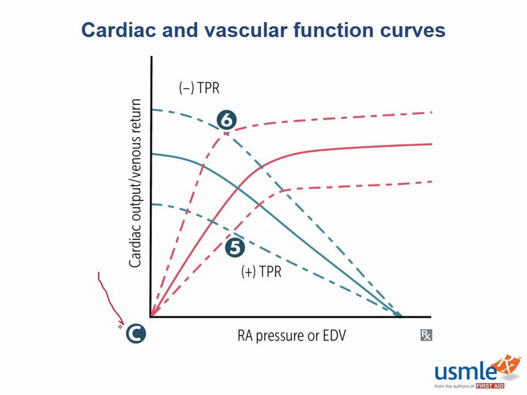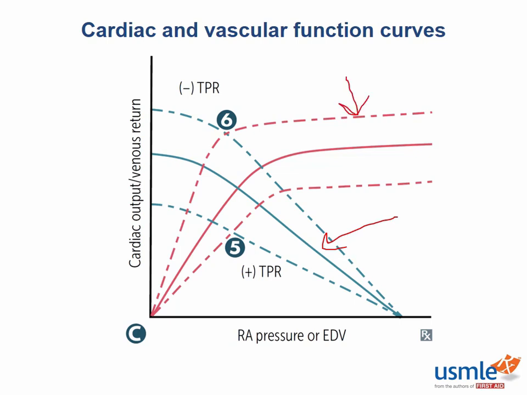Now moving on to diagram C, we will consider the effects of total peripheral resistance on our cardiac and vascular function curves. So here again, we see the blue line, which is our vascular function curve, and our cardiac function curve here in the red line.